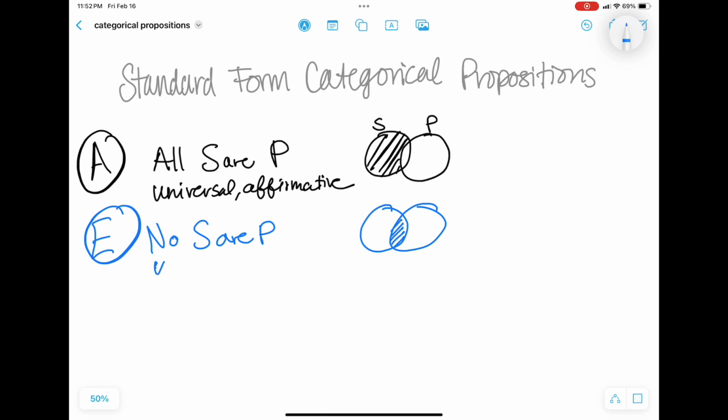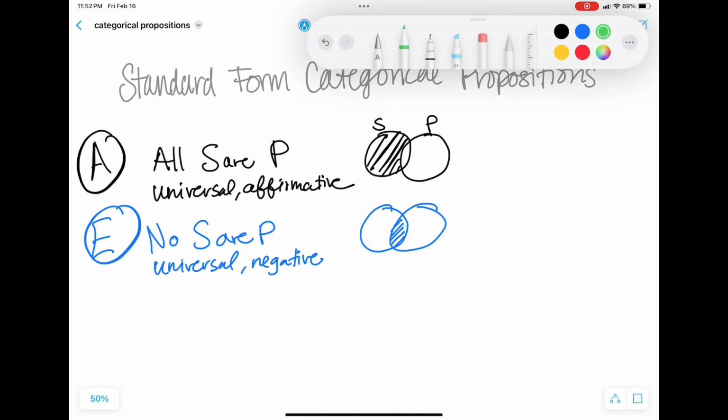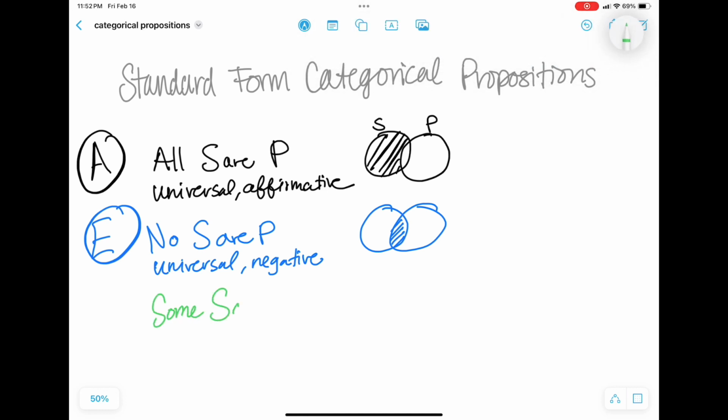all S are P. An E statement shades the intersection of S and P because there's nothing in the overlap of S and P. This is also a universal claim, but it's making a negative statement. The third kind of standard form categorical proposition is the I form.